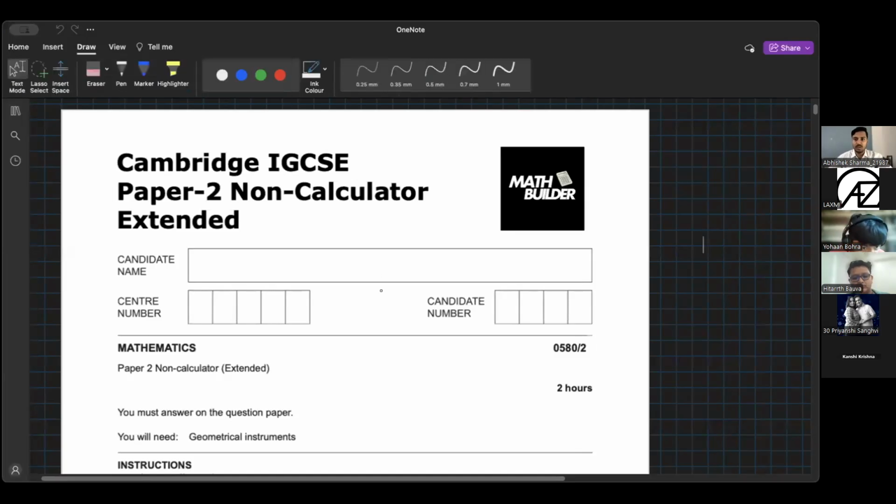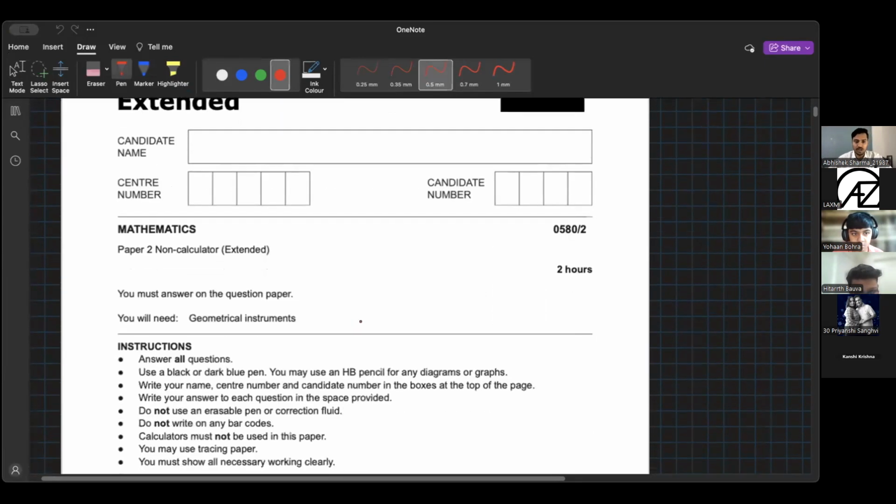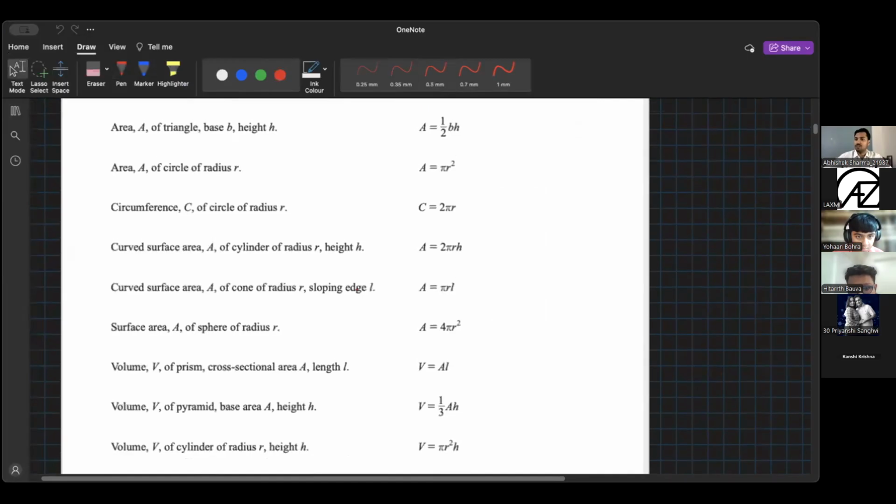So here is another paper. Paper 2, non-calculator extended paper. In this one, make sure that for any question we solve, we do not use the calculator at all. So we will begin now.